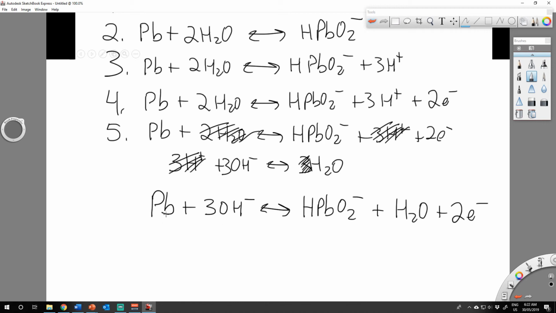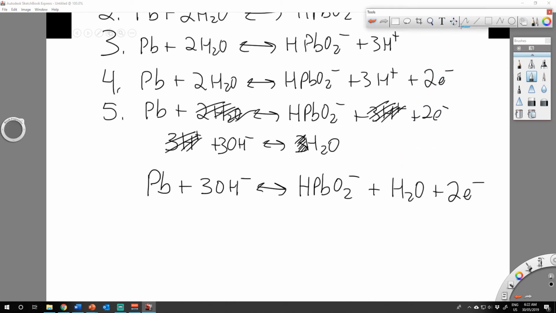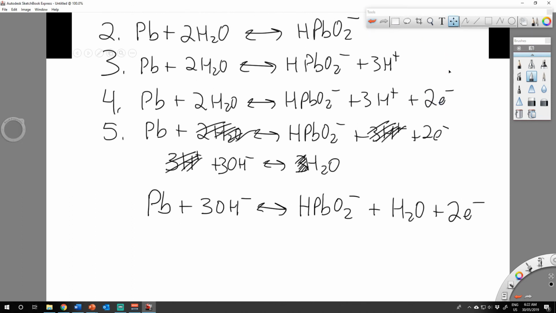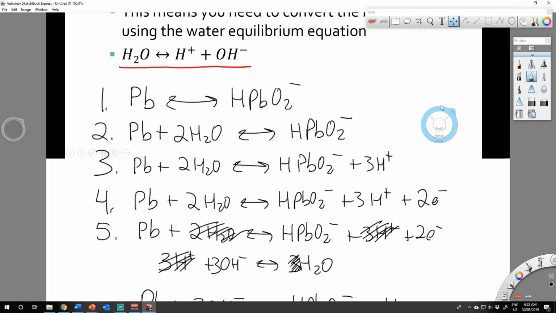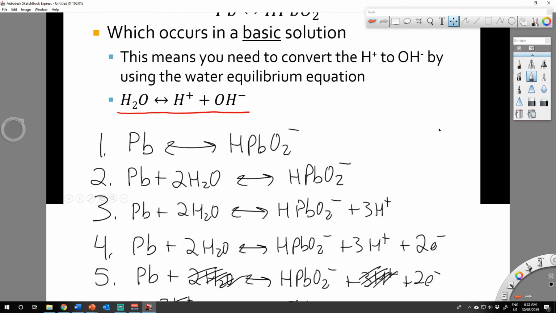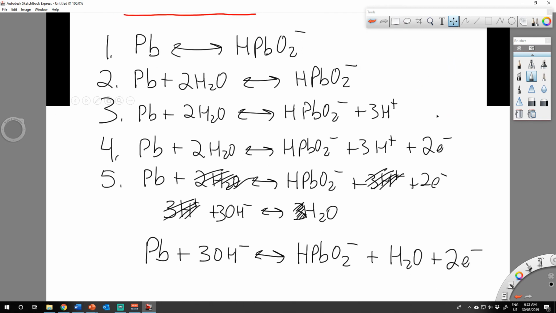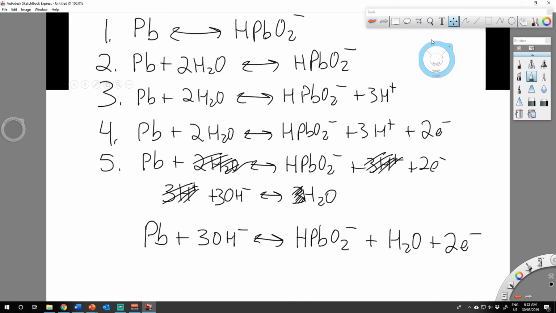So we get 1 Pb. We have 3 oxygens, 1, 2, 3 oxygens. We have 3 hydrogens, 1, 2, 3 hydrogens. And a total charge of 3 negative: 3 negative, 1 negative, and 2 negative. So everything still works out. There we go. All right, so that's how we balance a half reaction. If you remember those 3 steps, and then this one final step for basic solutions, then balancing half reactions should not be too difficult.